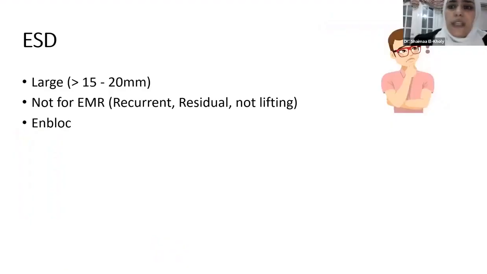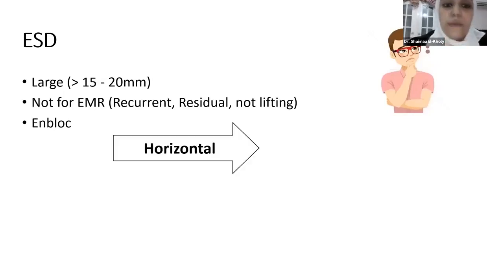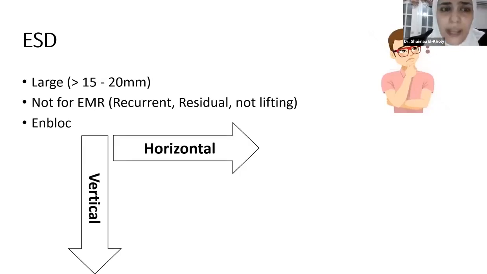So if we speak roughly about ESD, it may be indicated for large lesions, maybe more than 15 in the esophagus, more than 20 elsewhere in the GI. ESD is indicated for lesions where EMR is not feasible, like recurrent lesion, residual lesion, non-lifting lesion. ESD is indicated for suspicious lesions that should be removed en bloc, because we have to get our safety margin, whether horizontal margin or vertical margin. Actually, this is very roughly speaking, but maybe we need to go a little bit deeper to know which lesion is liable for endoscopic resection.